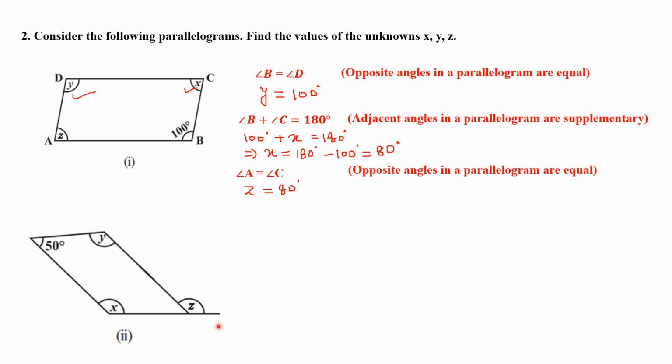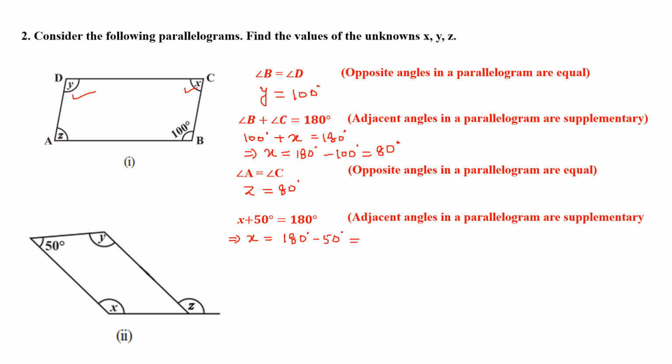So if you see here, this x and 50 degree, both the angles are adjacent angles, isn't it? And we know that in a parallelogram, the adjacent angles are supplementary. So from here, I can get the value of x. The value of x will be 180 degree minus 50 degree. And what is 180 minus 50 degree? It will give you 130 degree, right? So now we know the value of x as 130 degree.